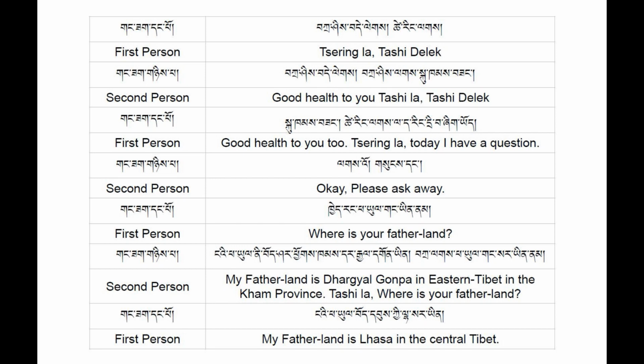Tibetan language has gone through three major language revolutions. Therefore, the eastern part of Tibet, which is Kham, is very much influenced by the first translation, whereas the central is very much influenced by the latest translation.